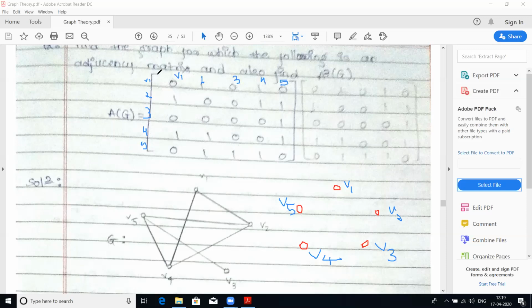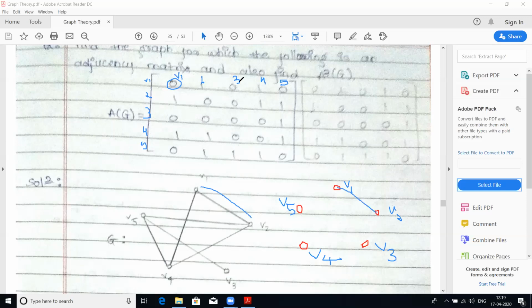Now see, V1, V1 here it is 0. So therefore there is no edge between V1 and V1. V1, V2 it is 1. So edges V1 and V2 are joined here. So that is what you take, edge like this, V1, V2.